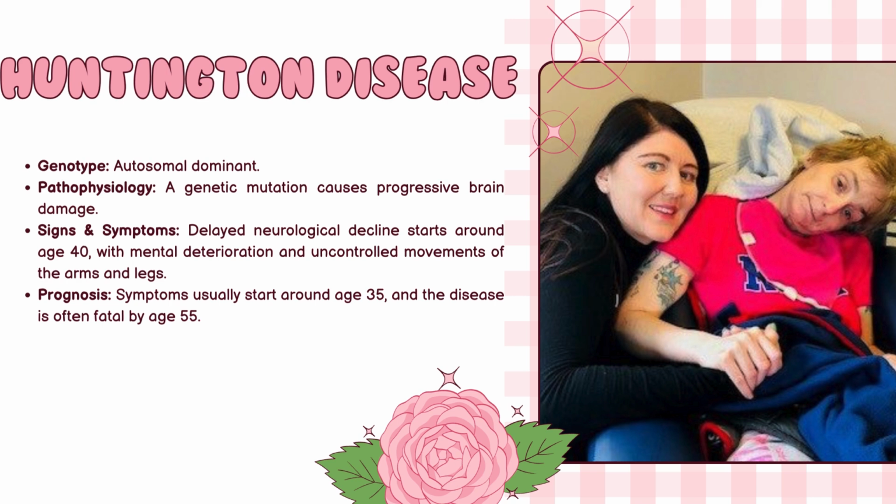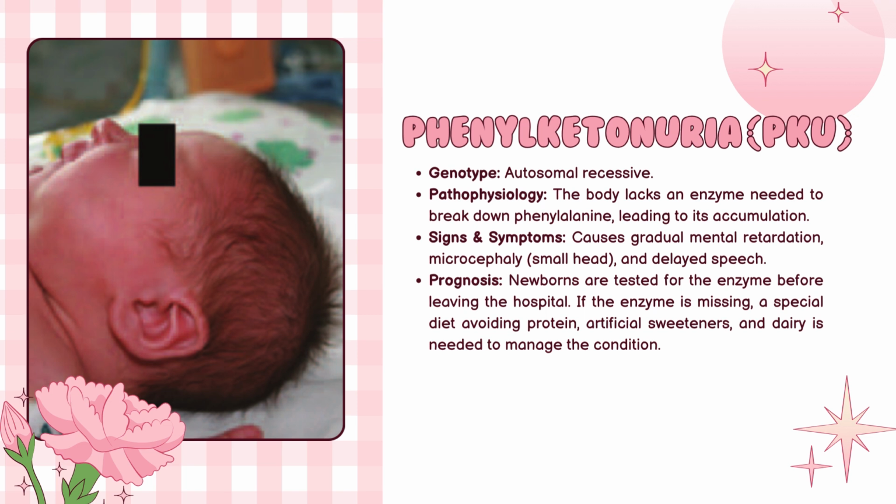But the crazy thing about this is neurological decline doesn't start until you're age 40 and after. And then your mental health deteriorates and you start getting uncontrolled movements of the arms and legs. Symptoms usually start around age 35, and they die off by age 55. But it's really sad. This disease just stuck out to me. I don't know why, but you're healthy for most of your life and then just sick.